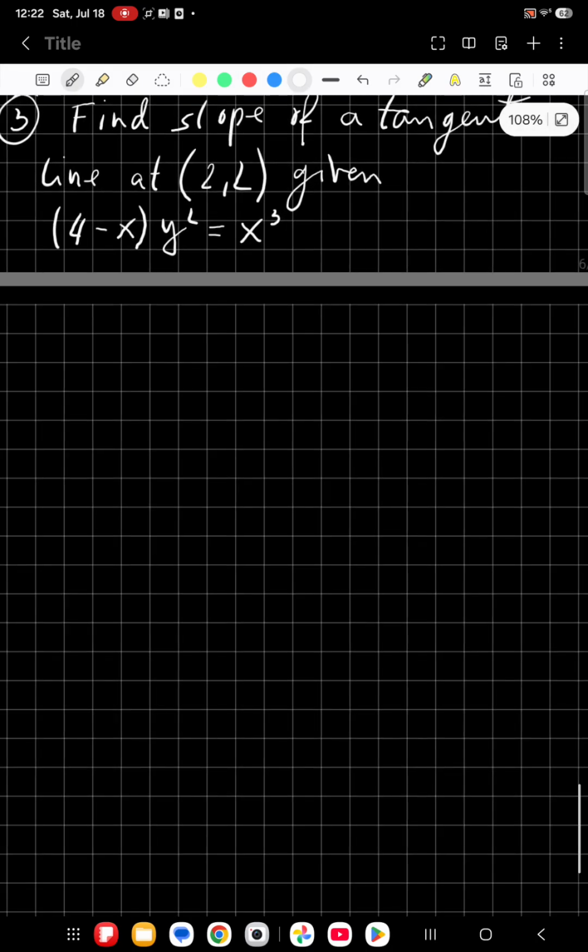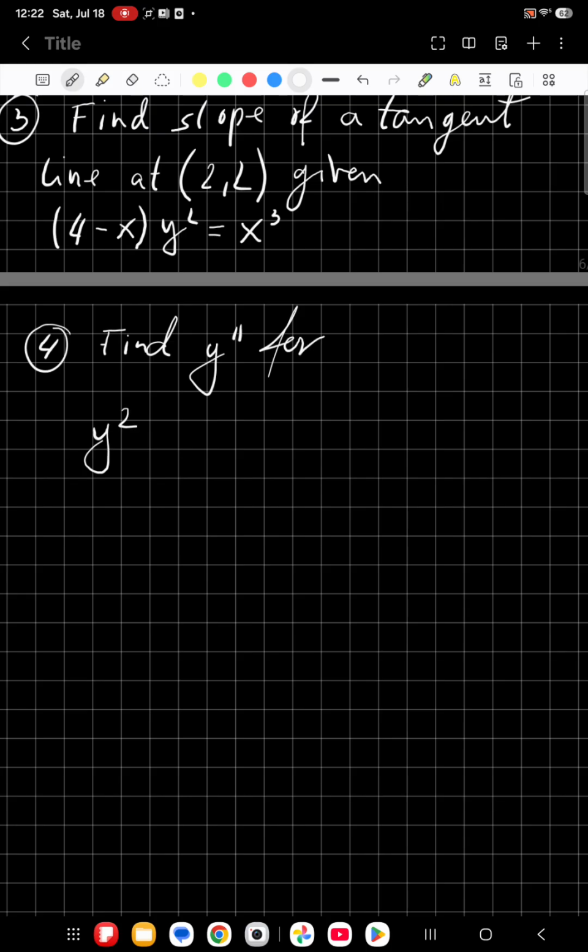And the last problem, problem number 4, is to find y double prime for y squared equals x cubed. So try to solve them, work on them, and let me give you the answers.